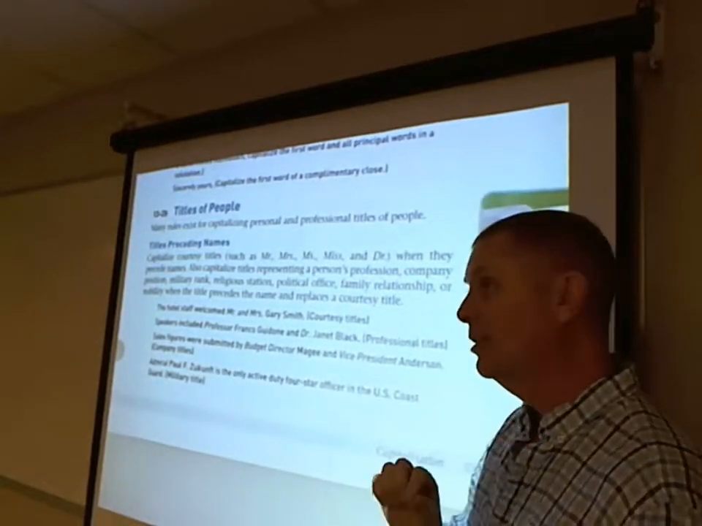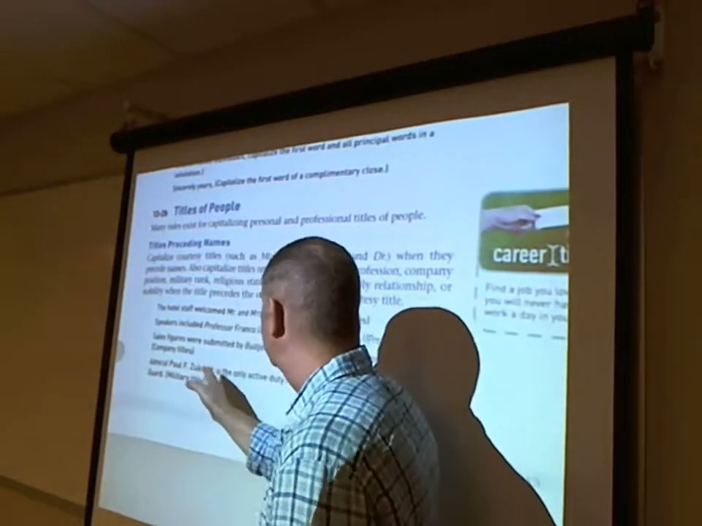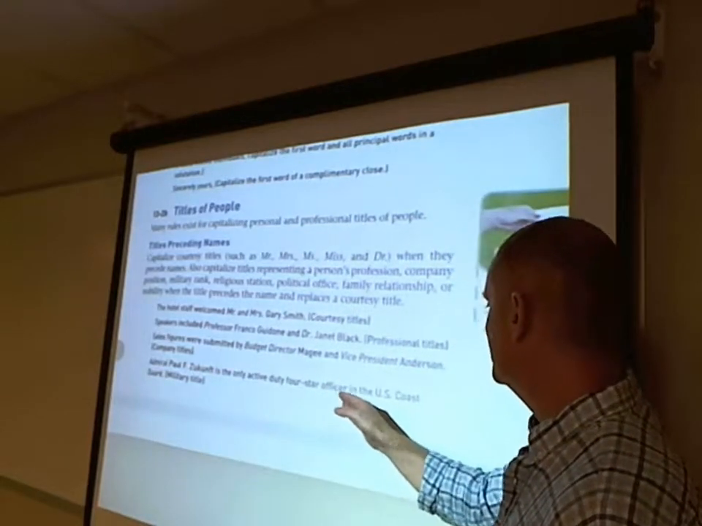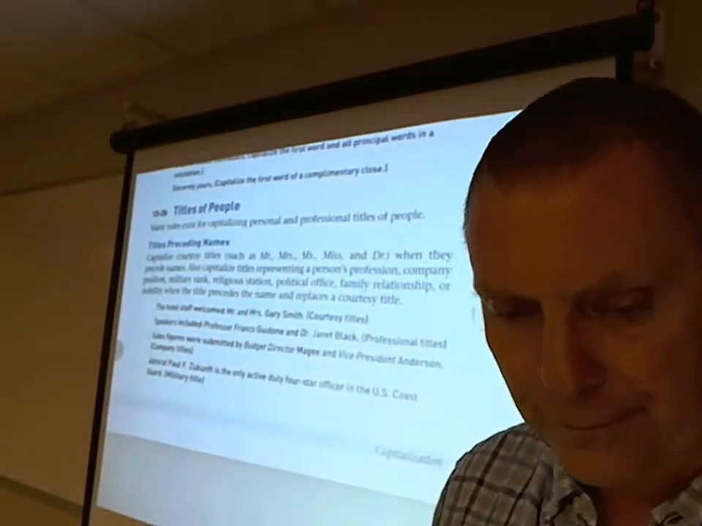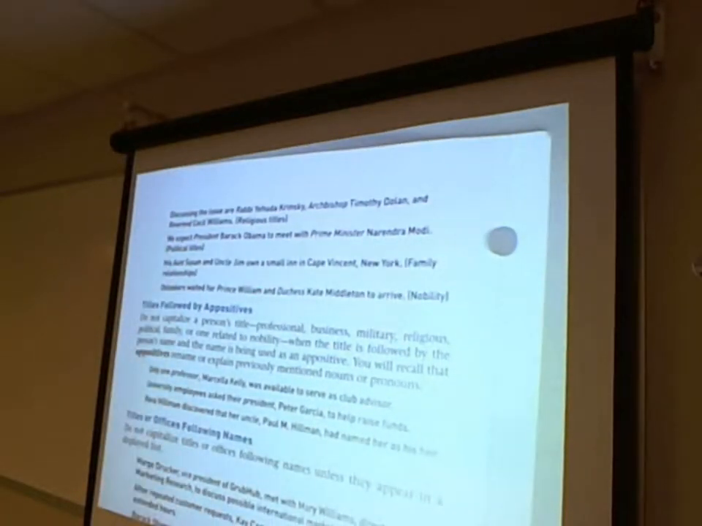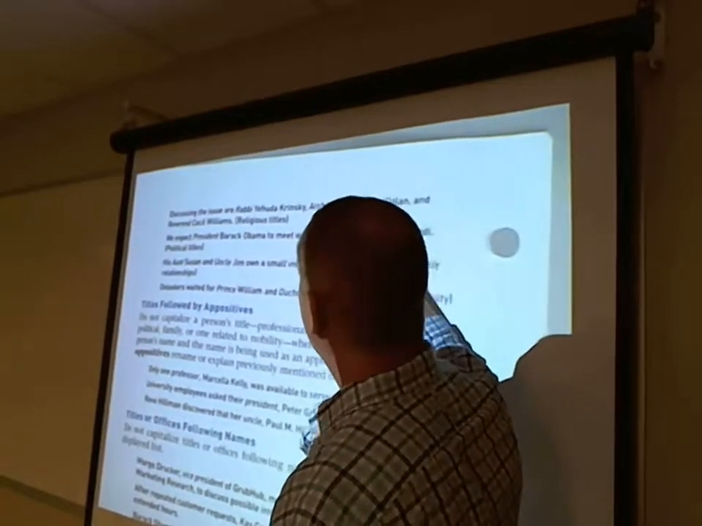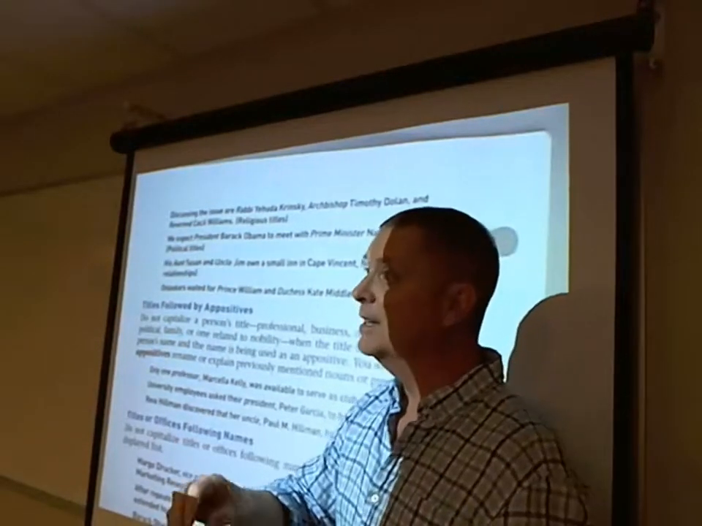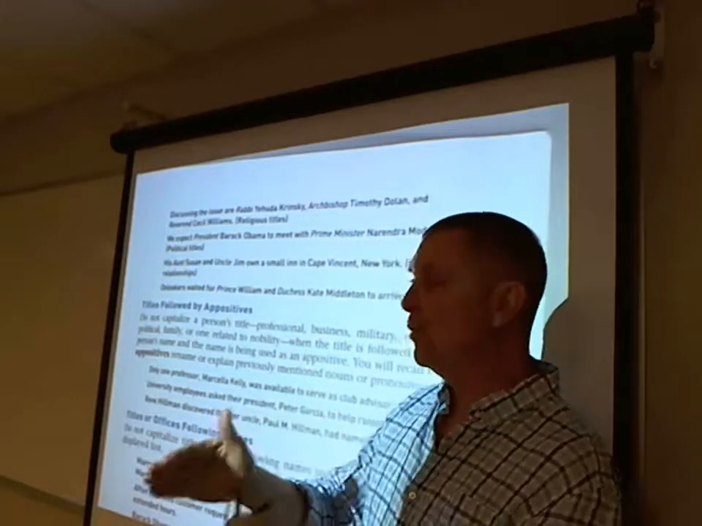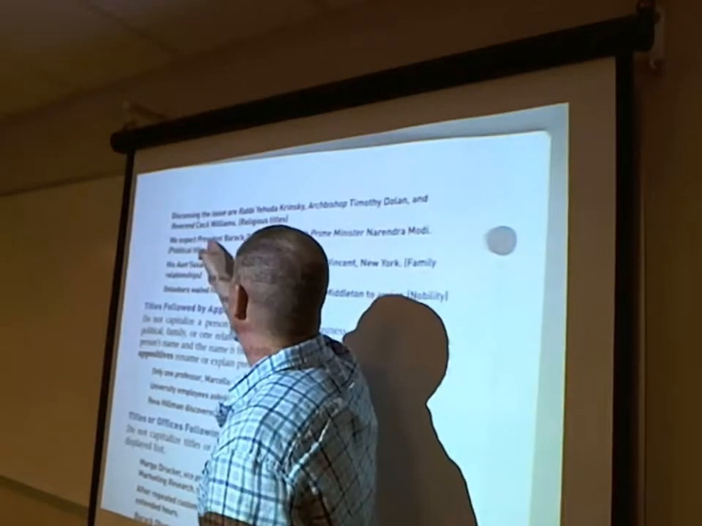Admiral Paul Zumthman is the only active duty 4-star officer in the U.S. Coast Guard. So that is the military title. Rabbi Yehuda Kritsky, Archbishop Timothy Dewan, and Reverend Cecil Williams. Those are religious titles immediately before the name. Again, we're going to look at it a different direction when it's not a title in just a moment. Here we expect President Barack Obama. It comes before Barack Obama, so it is capitalized.